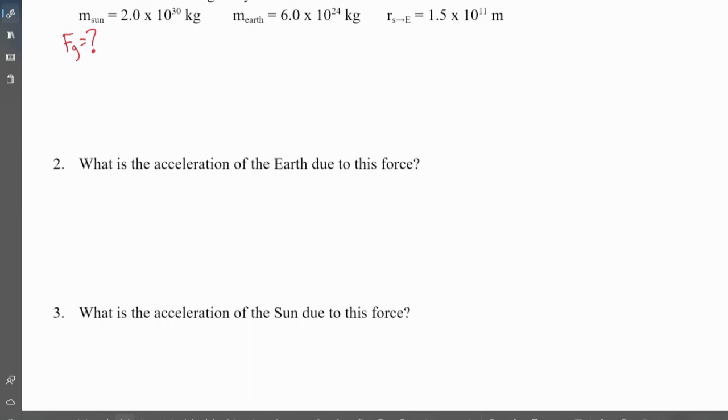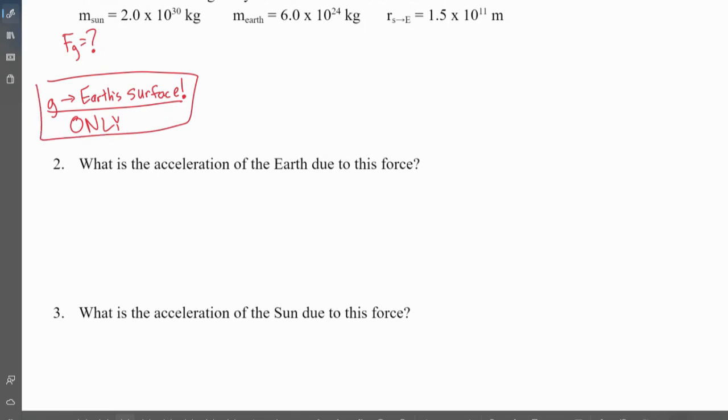Now, normally you would just say it equals mg, right? However, these are planetary or stellar objects, big space things. Whenever we have big space things, little g, the acceleration of gravity, does not apply. Little g happens on Earth's surface only. Anytime we're not talking about the surface of Earth, we cannot use little g as 9.8, or as 10, depending on how we're rounding.